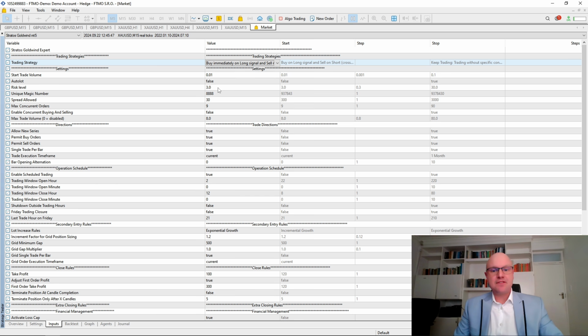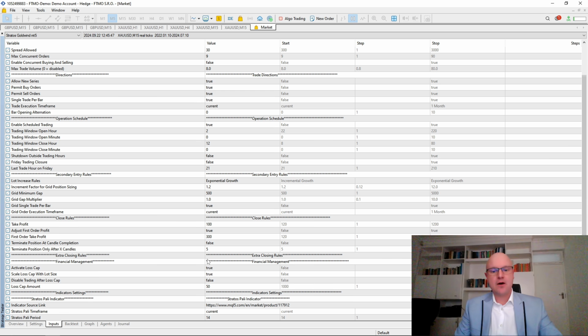Now I've disabled the option that allows you to buy and sell at the same time. This means that the bot only trades in one direction at a time, either selecting a buy or a sell signal during the set operational schedule from 2 until 12, which is typically through the Asia session and also the start of London. Now I'm using an exponential growth strategy, however it still has that stop loss or loss cap amount at 50.